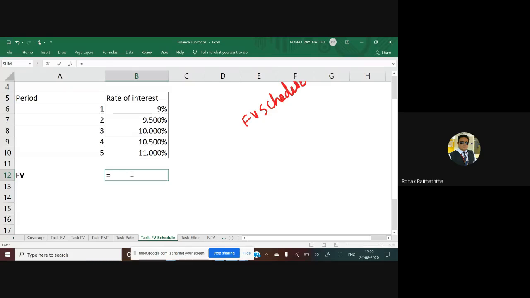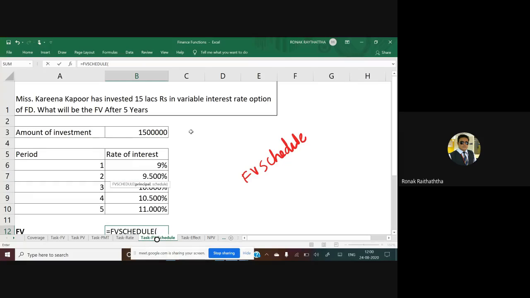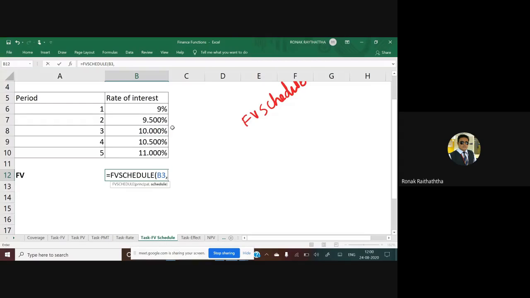Good, growing. So FV schedule, opening the bracket. You have the one principal amount. Who will tell me what is the principal amount in this case? You have 15 lakhs rupees. So selecting the cell where 15 lakhs rupees is mentioned. Comma. Then what is your schedule? The schedule needs to be selected. The entire range of rates of interest which is given to you needs to be selected entirely. So I'm selecting it from 9% to 11%.